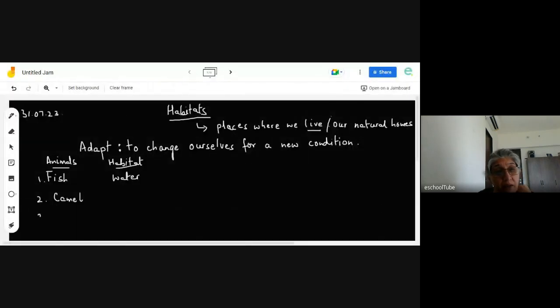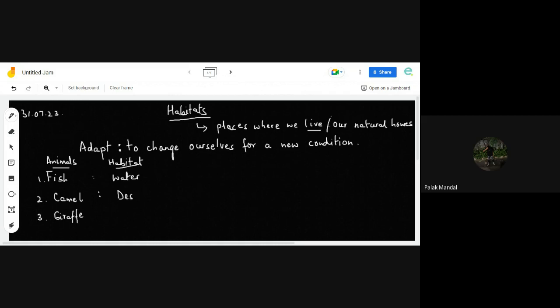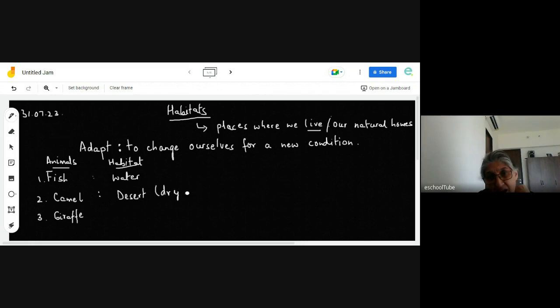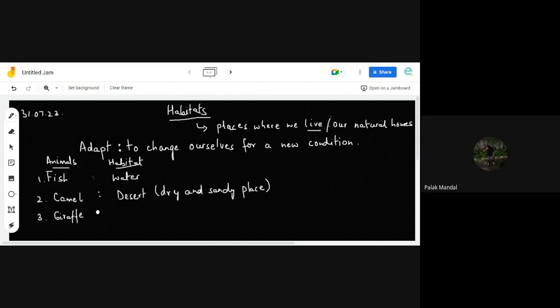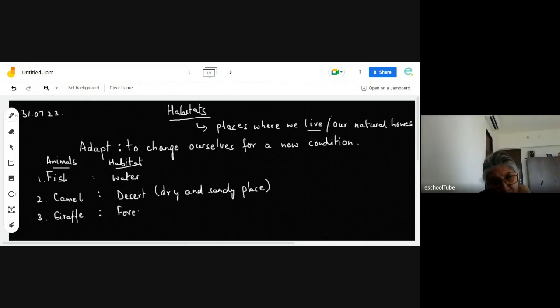Camel, giraffe. Desert. Okay. Camel, you said is? Dry and sandy place, and desert. Dry and sandy place. A sandy place is always called a desert. And giraffe, a forest. Forests. Okay.